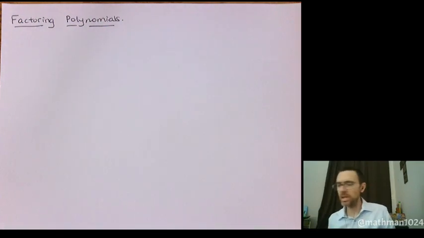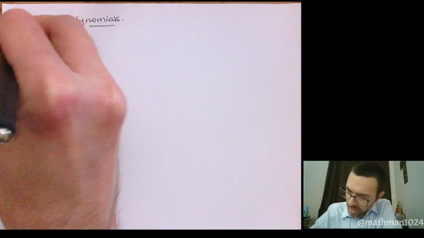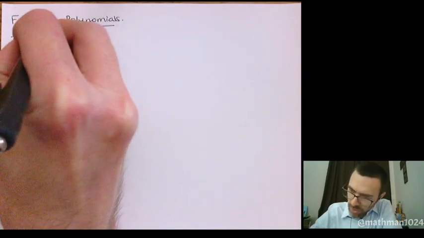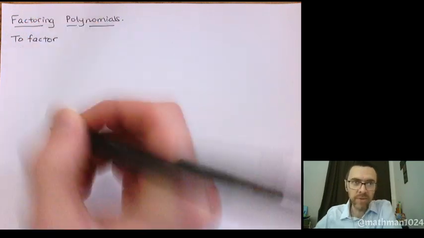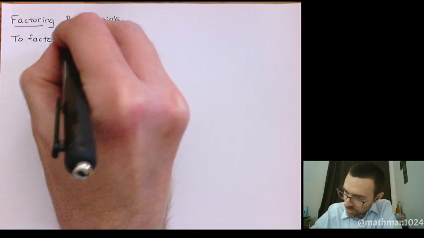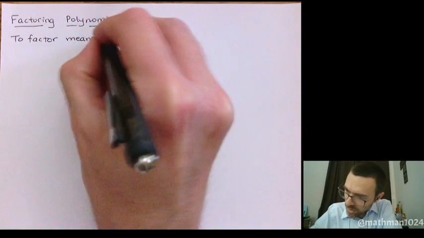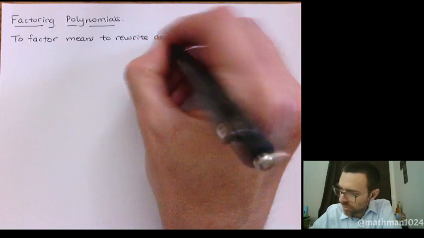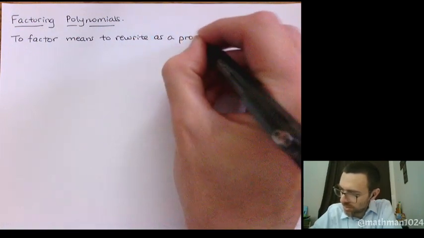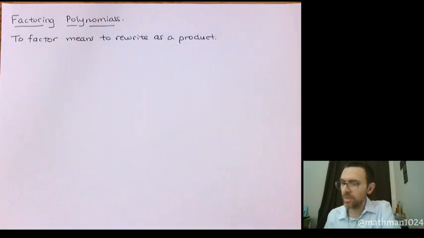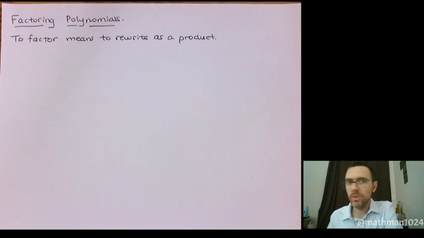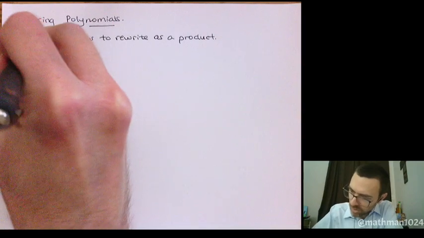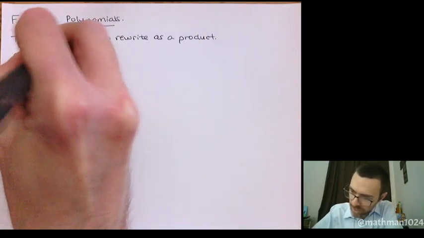One of the things we need to understand about factoring is what it means to factor. So whenever you are instructed to factor, understand that to factor means to rewrite as a product. Factoring means to rewrite as a product. That means we're going to rewrite some expression using multiplication. Okay? So recall the distributive property from a long time ago.